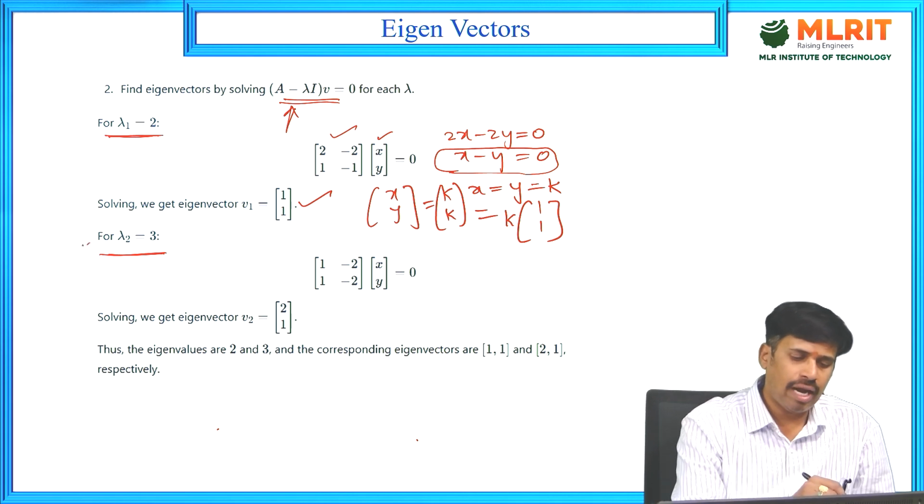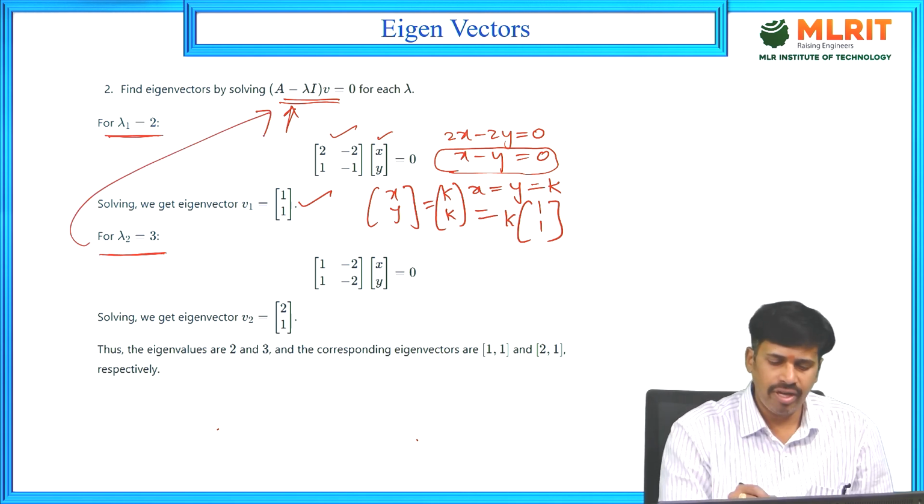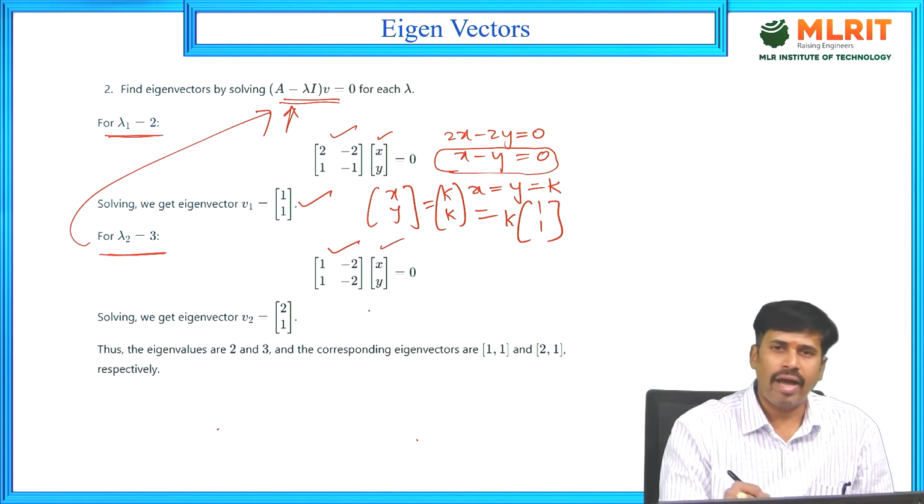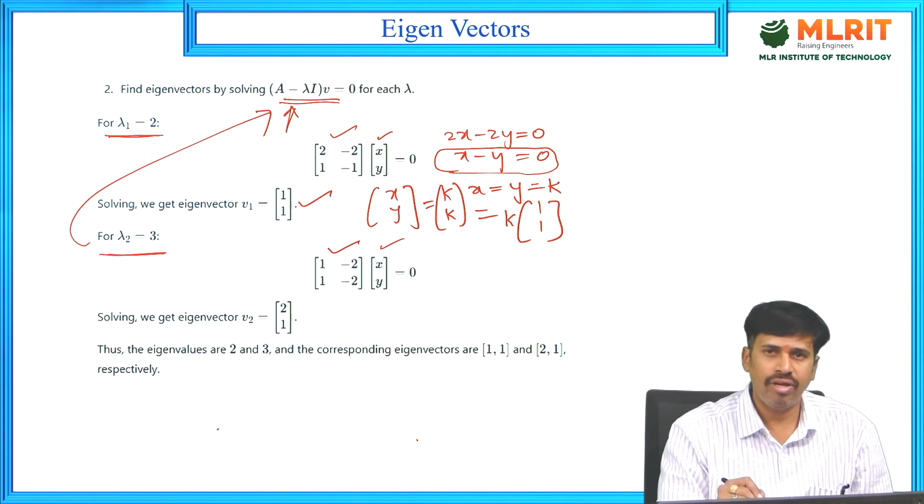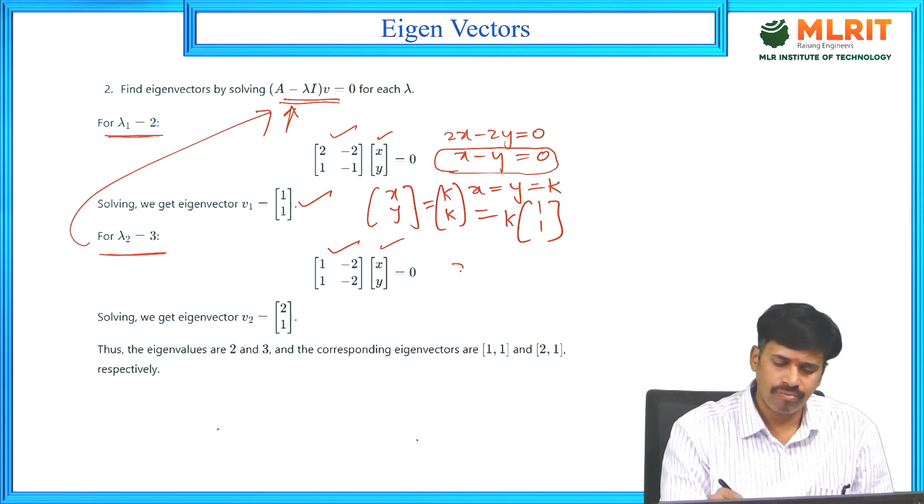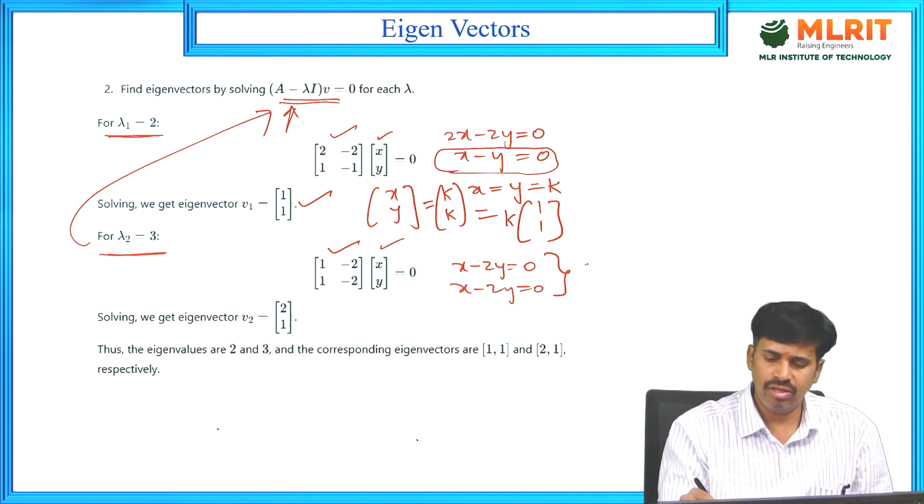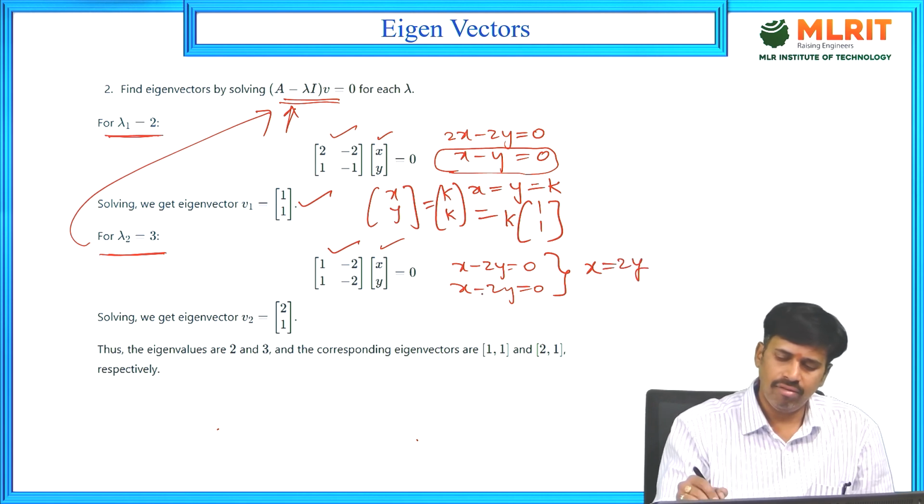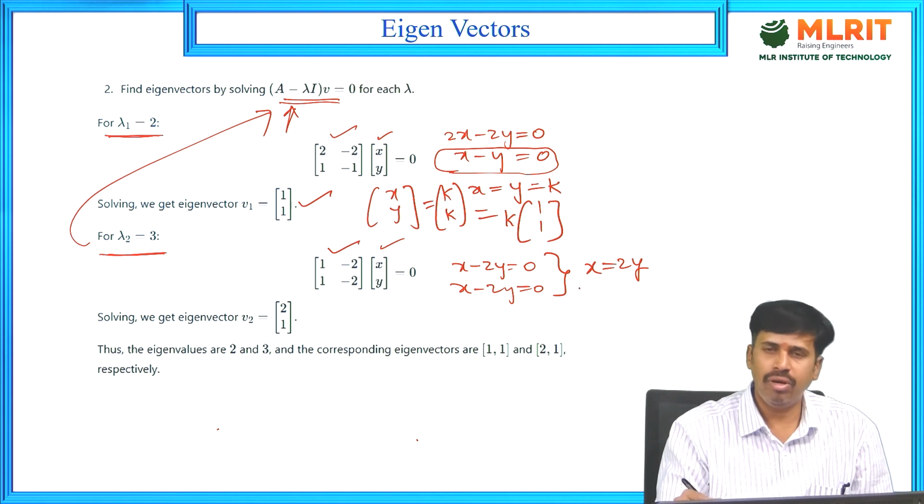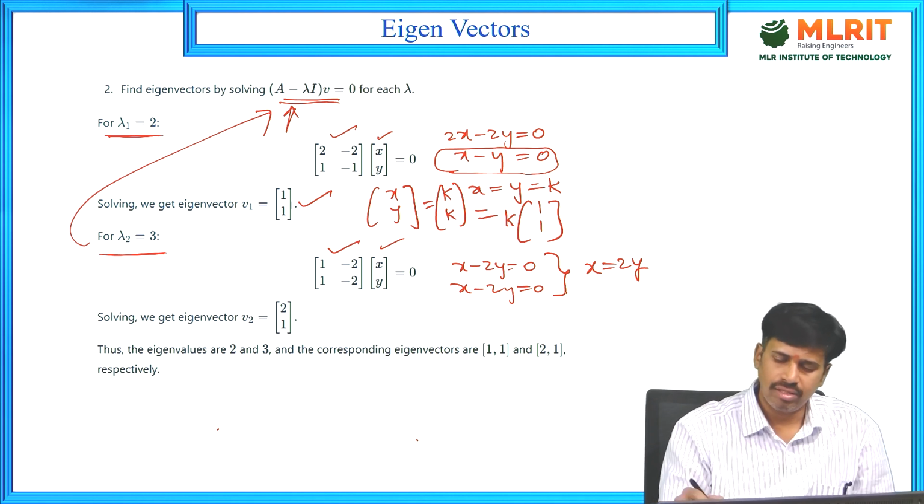Again substitute lambda equal to 3 in this equation, we get this matrix multiplied by V, (x, y), equal to 0. If we simplify these, we get two equations: 1 into x minus 2y equal to 0, and the same x minus 2y equal to 0. So from these two we get only one equation which is x equal to 2y. If we assume y is equal to k, then x is equal to 2k.